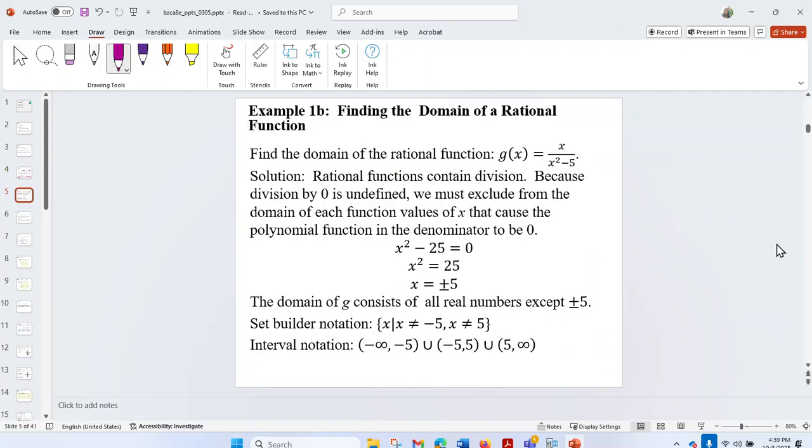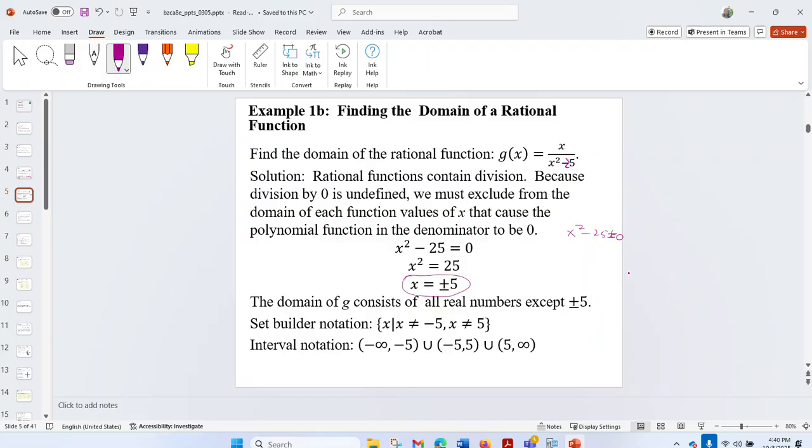All right, if you have x over x squared minus 25, this should be 25 according to this one right here. So x squared minus 25 cannot be 0. The denominator cannot be 0, so we usually set it to 0 first and then solve for x. X will be plus or minus 5, right?